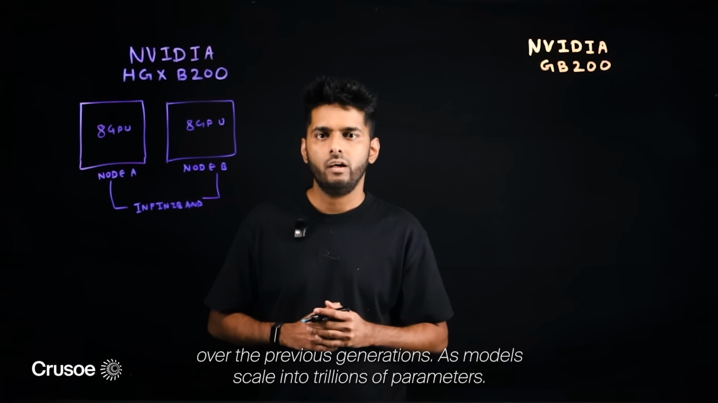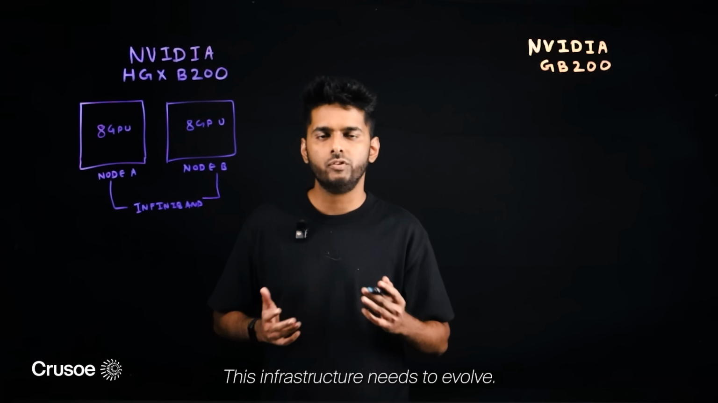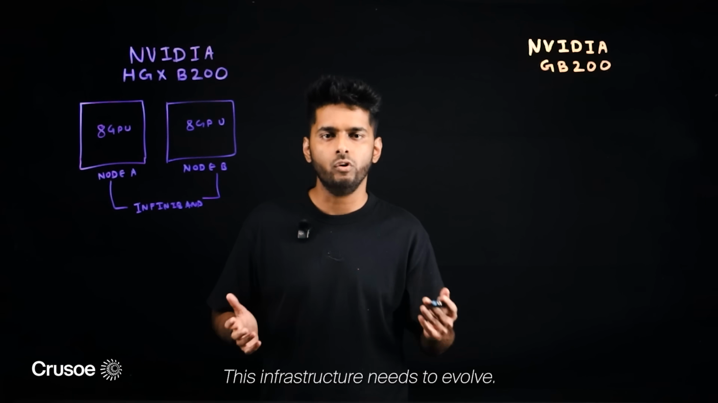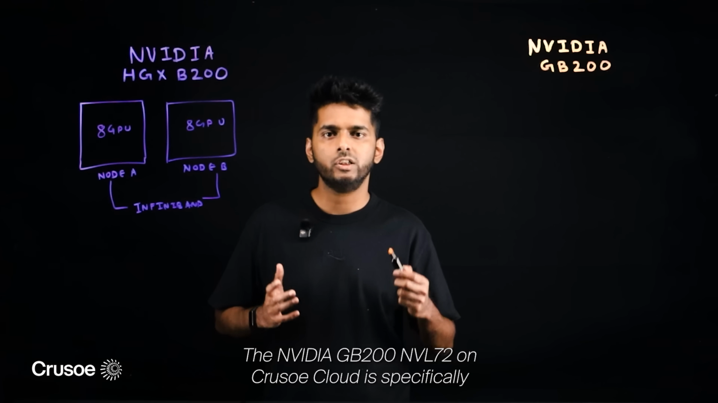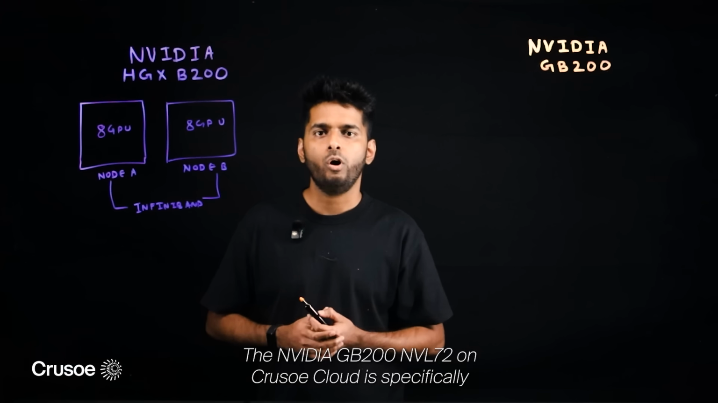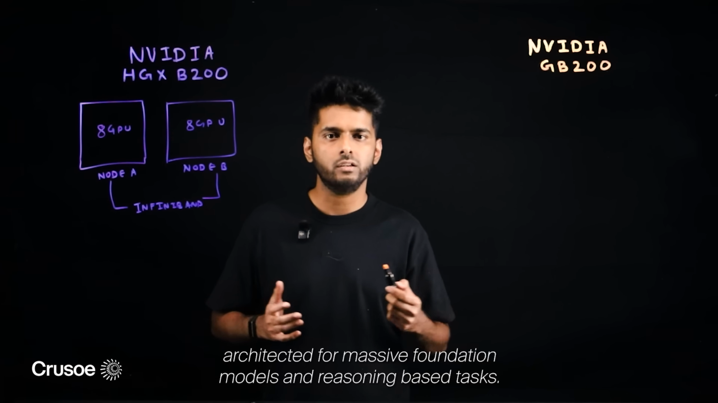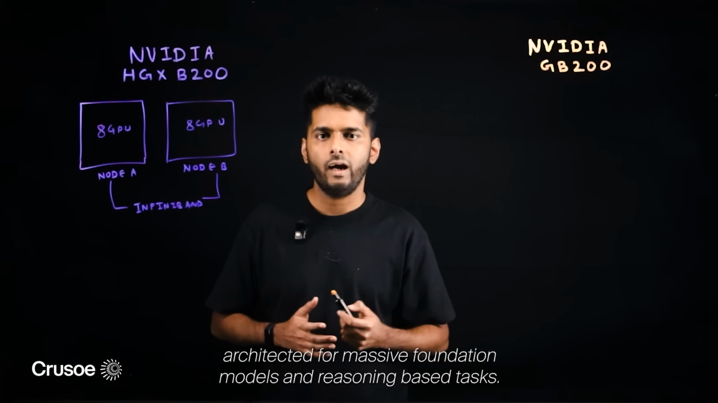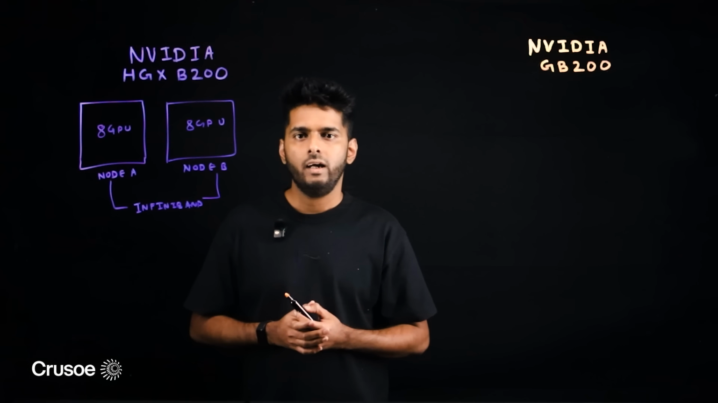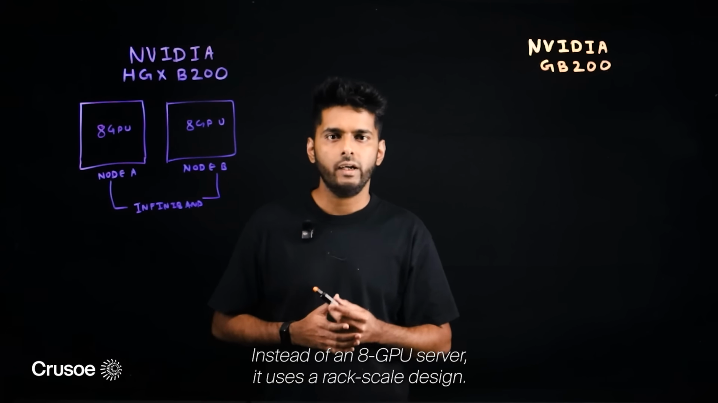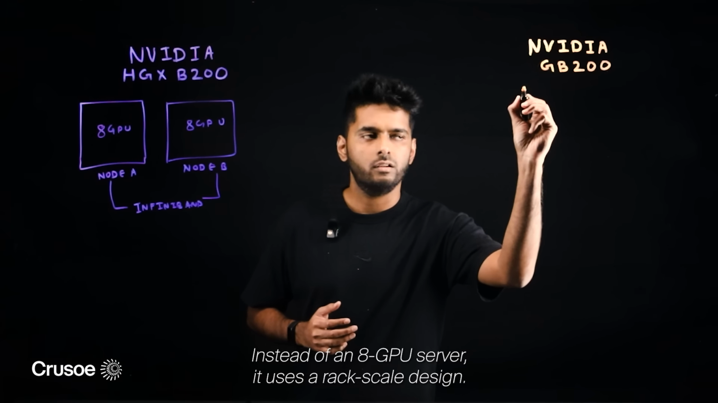As models scale into trillions of parameters, this infrastructure needs to evolve. This is where NVIDIA's GB200 Grace Blackwell superchip comes into play. The NVIDIA GB200 NVL72 on Crusoe Cloud is specifically architected for massive foundation models and reasoning-based tasks. Instead of an 8 GPU server, it uses a rack-scale design.